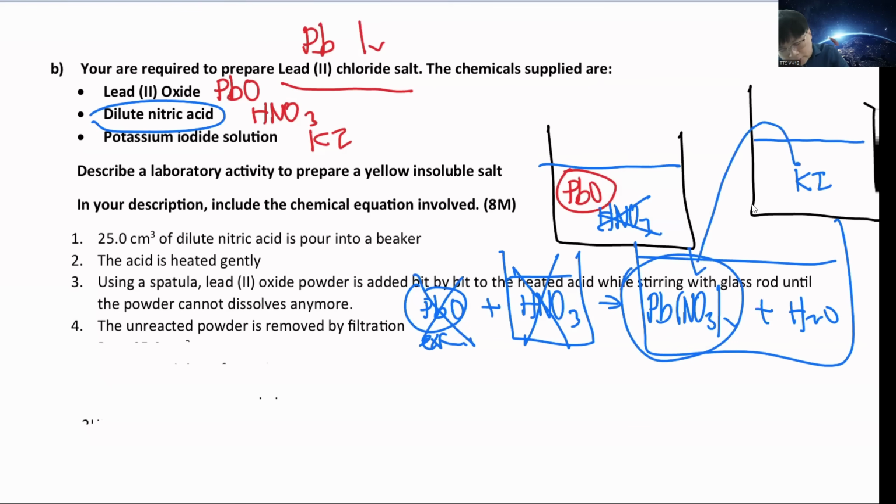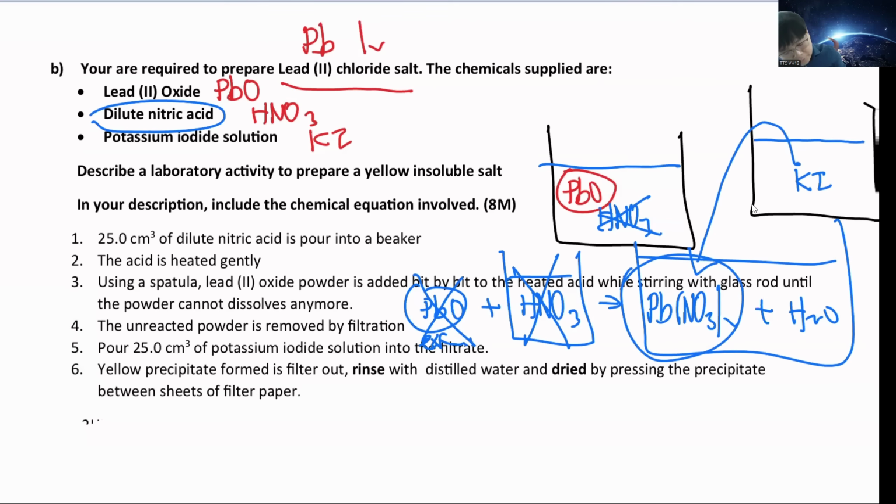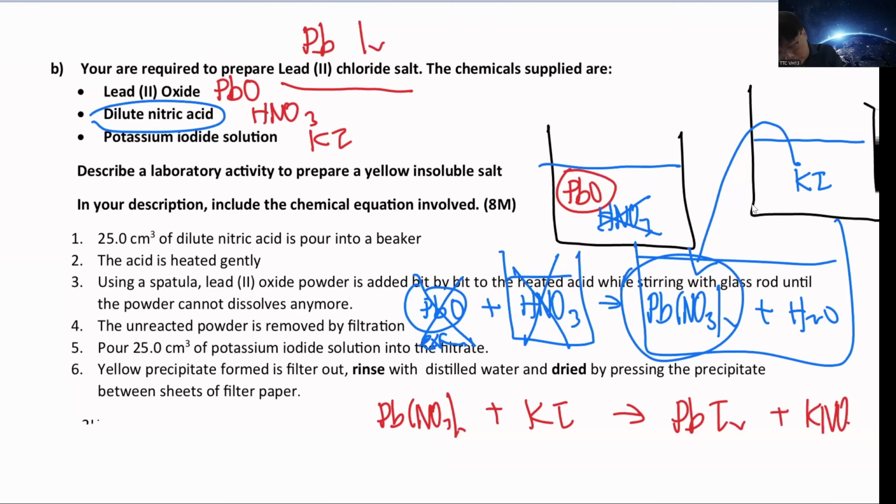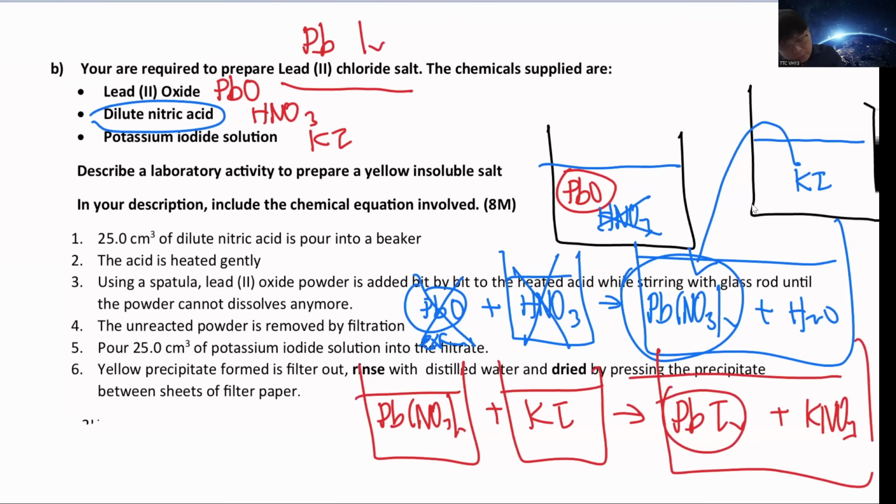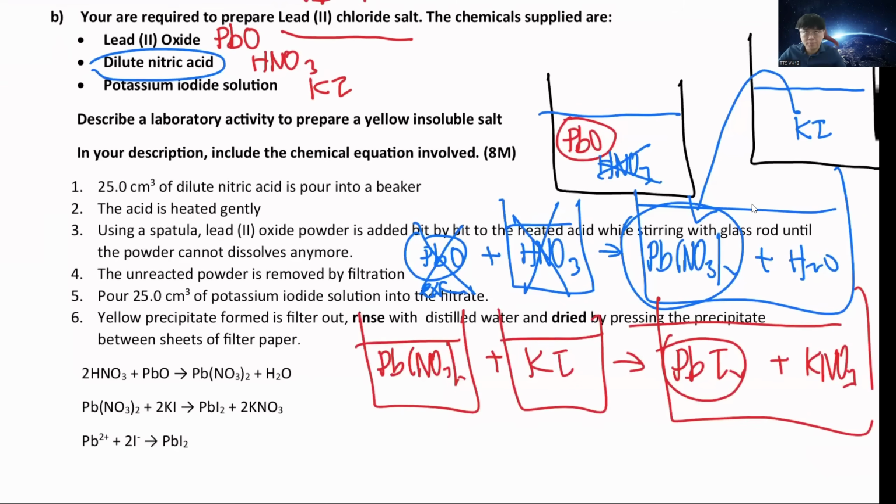Then after that, you add your KI inside. The 25 cm³ of the potassium iodide is added into the filtrate. Then you form the precipitate because Pb(NO3)2 plus the KI, you will form PbI2 and KNO3. So the two solutions pour together, you get the insoluble salt. This is the insoluble salt that you want. You filter it out, rinse it, and dry it. You get the pure PbI2. This is the answer, about 8 marks here.